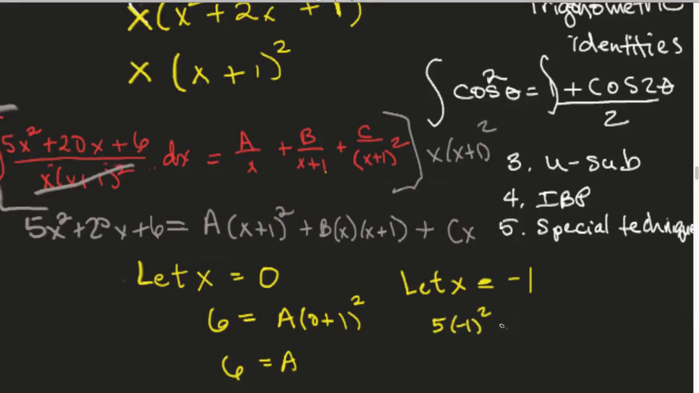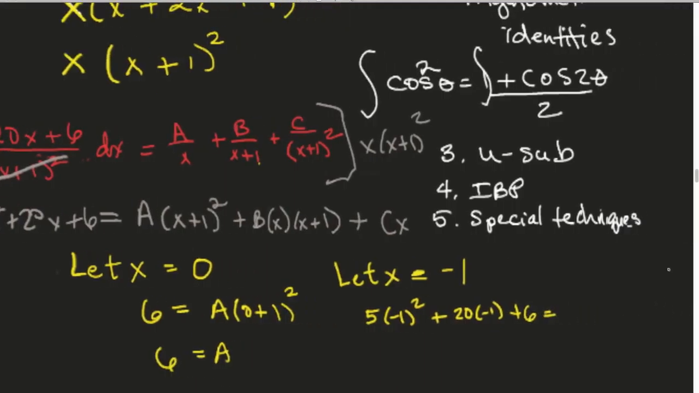And then the left side, when you plug in -1, you get this. And then the right side, when you plug in -1, you're going to get... Do you understand? So 11 minus 20 is -9.